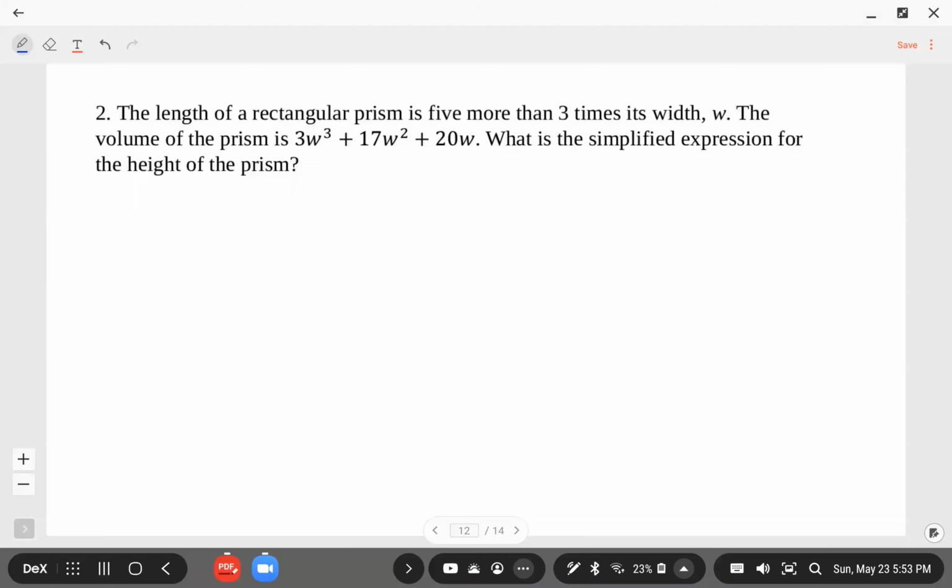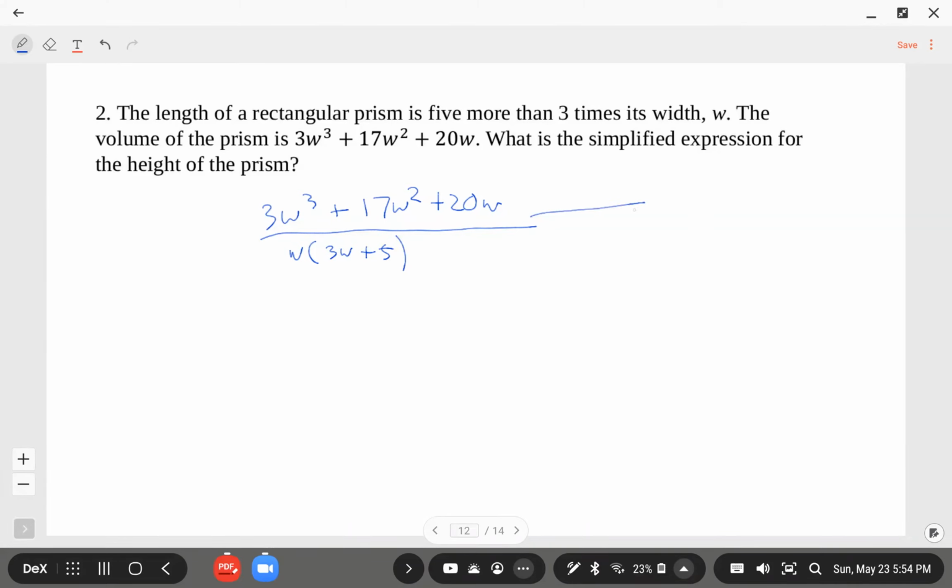Alright, okay. So the correct answer is W plus 4, kids. It's W plus 4. It's very simple. What do you do? The volume of the prism is 3W cubed plus 17W squared plus 20W over, because we need to divide by the length and the width to get the height. So what is that? W times 3W plus 5. Okay, we are done here. Done already. Now we just need to simplify.